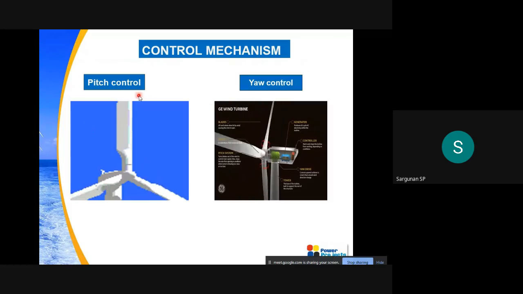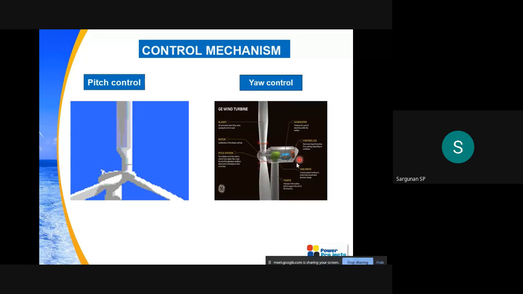Similarly, here you can see the pitch control and the yaw control. The pitch control is where these wind blades can be made to rotate. Depending on the wind speed and the wind direction, the pitch control can be altered so that we can get the maximum wind generation. Similarly, this is your yaw control. As I said, this hub, this nacelle, will rotate according to the wind direction, where it is flowing. That is your yaw control. I hope with the help of this diagram alone, we'll be able to understand what the pitch and the yaw control are.